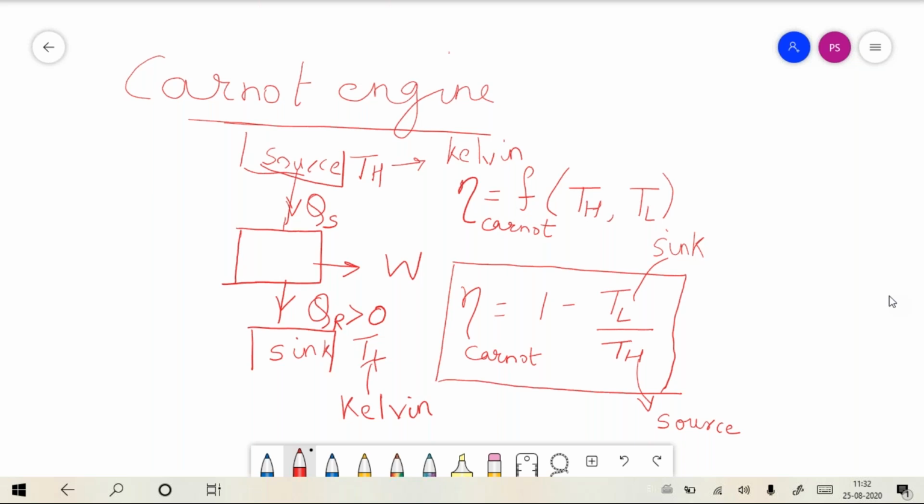30 degrees and 800 degrees Celsius. You are required to find the efficiency. When you put your answers, include your names and your roll numbers there when you answer it. So send your answers.